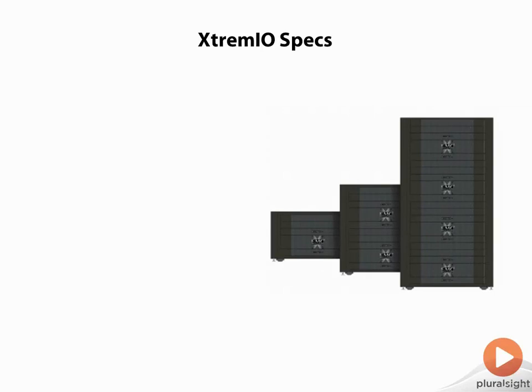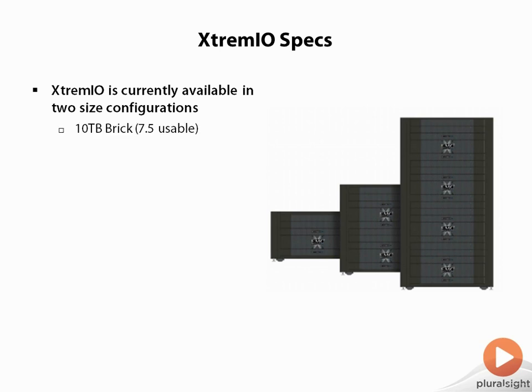So now let's talk about the XtremIO specifications: how big, how fast, what do you get, that sort of thing. First, it is currently available in two size configurations. This is what is known as the 10 terabyte brick and the 20 terabyte brick. The 10 and the 20 are raw capacity, meaning total capacity before it's formatted, before resiliency overheads are taken out, anything like that. So the 10 terabyte brick gives you 7.5 terabyte usable.